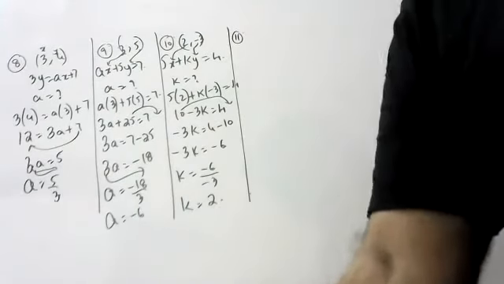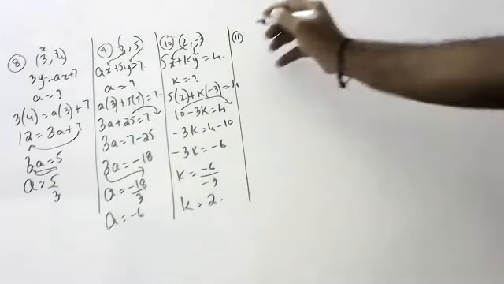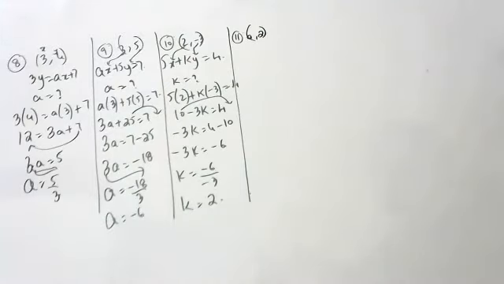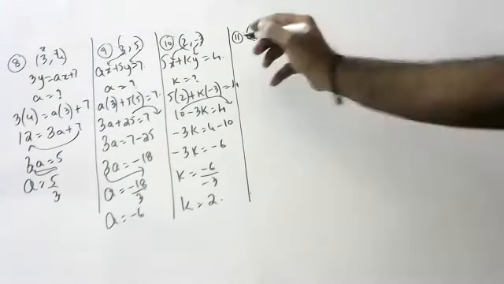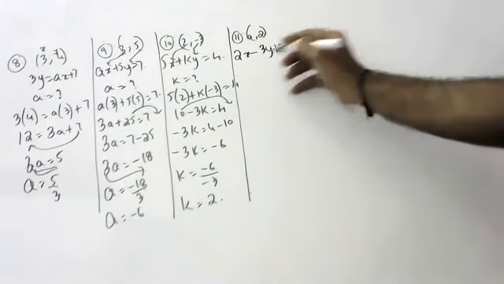Next. Neeraj, are you there? Yes, sir, I'm there. Tell me a sum. A comma 2 is a solution of 2x minus 3y plus 8 is equal to 0. Find A.